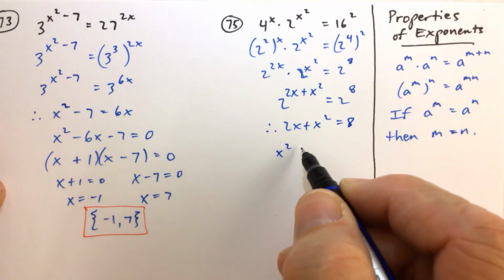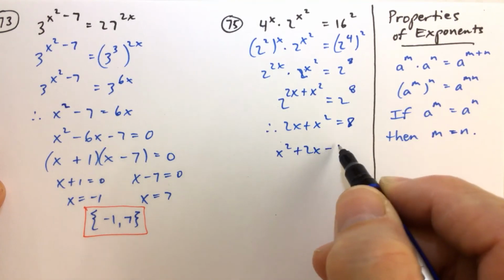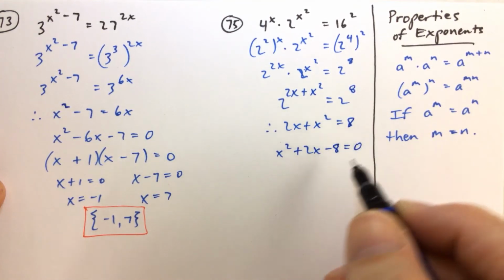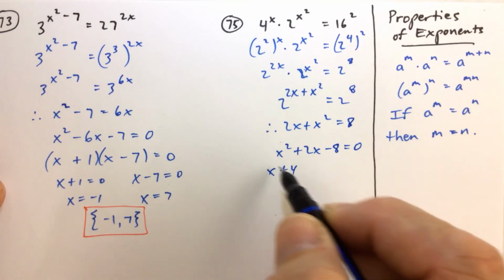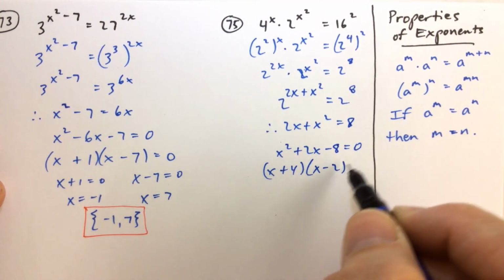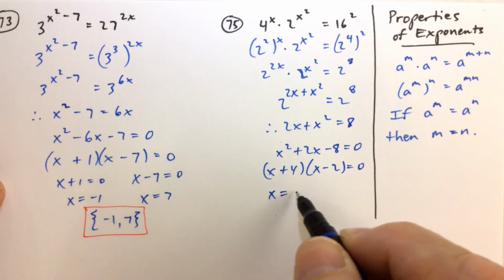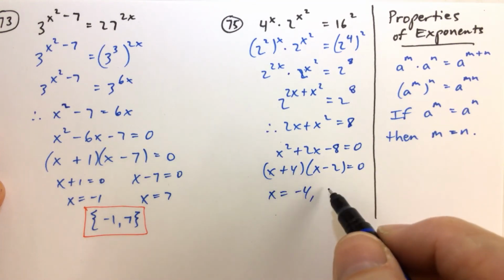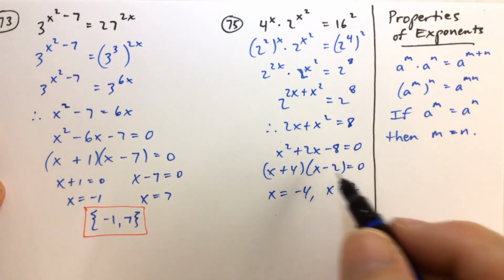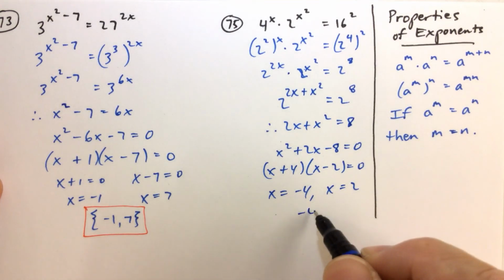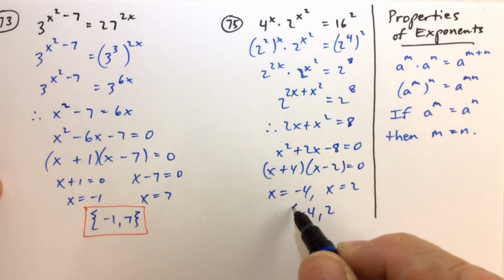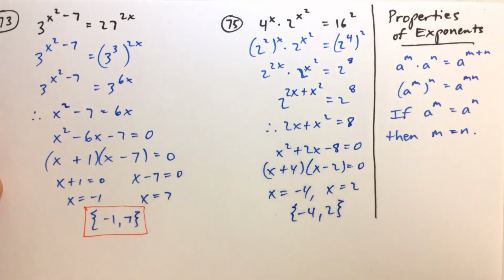Let's rewrite the terms in order. We're going to subtract that 8 from both sides, and then we're going to factor: x plus 4, x minus 2 equals 0. Setting the first factor equal to 0, x equals negative 4, and setting the second factor equal to 0, x equals 2. We have two solutions to this equation, and they are negative 4 and positive 2.